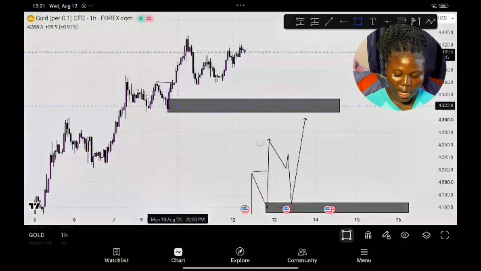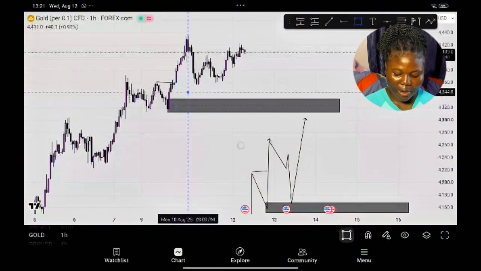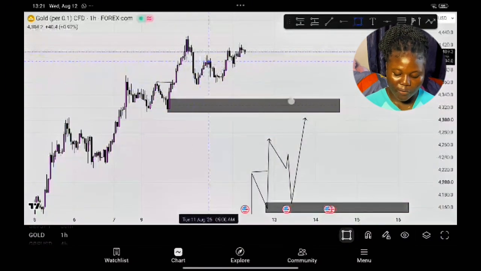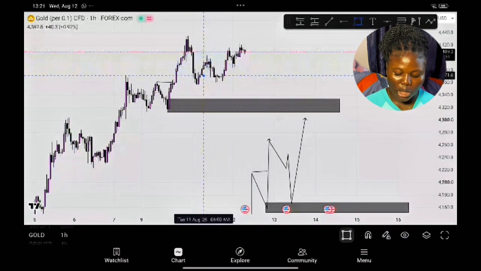For example, this order block I just marked is below here, right? This order block is below here. So now this is the order block I'm taking for a buy. You notice that the order block is below.